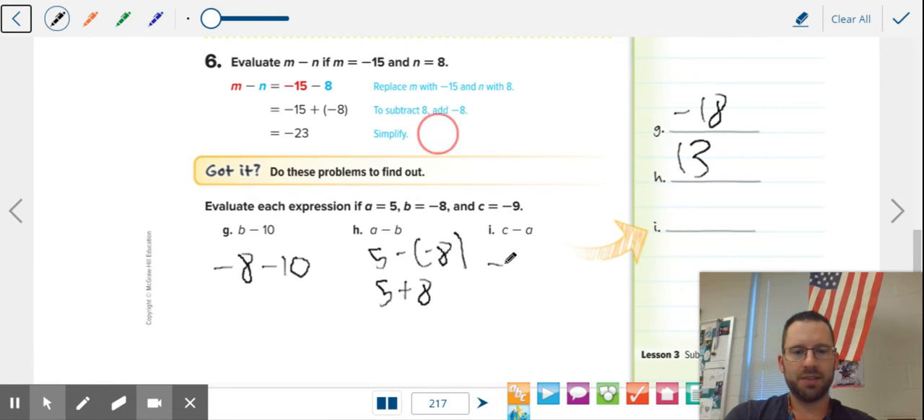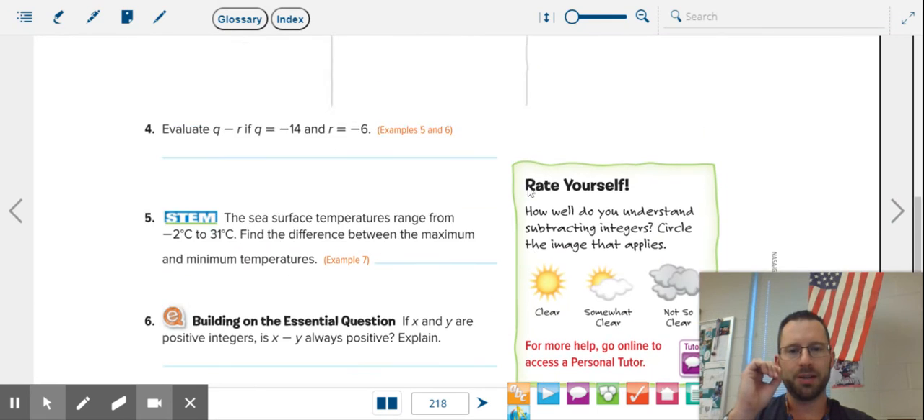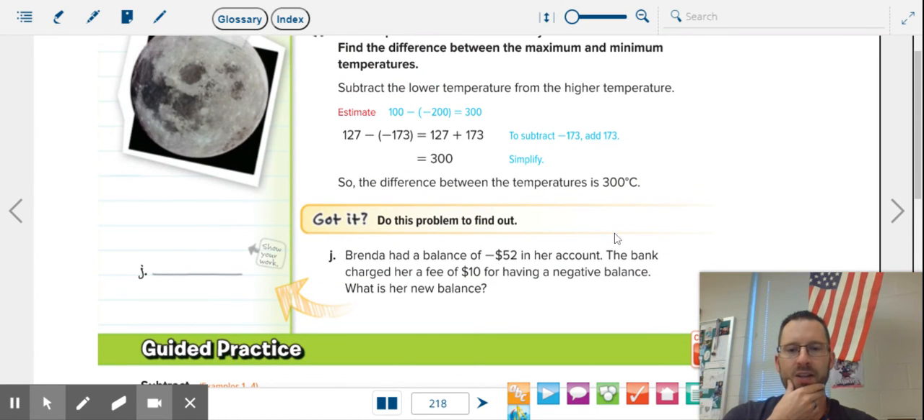All right, c is negative 9 minus a, 5. This is the same type of problem as b. We're starting negative. Take away from a negative gets more negative. Do as many of these as it takes to understand the rules or get the general idea of what we're trying to get through here. All right, let's take a look at a word problem here.